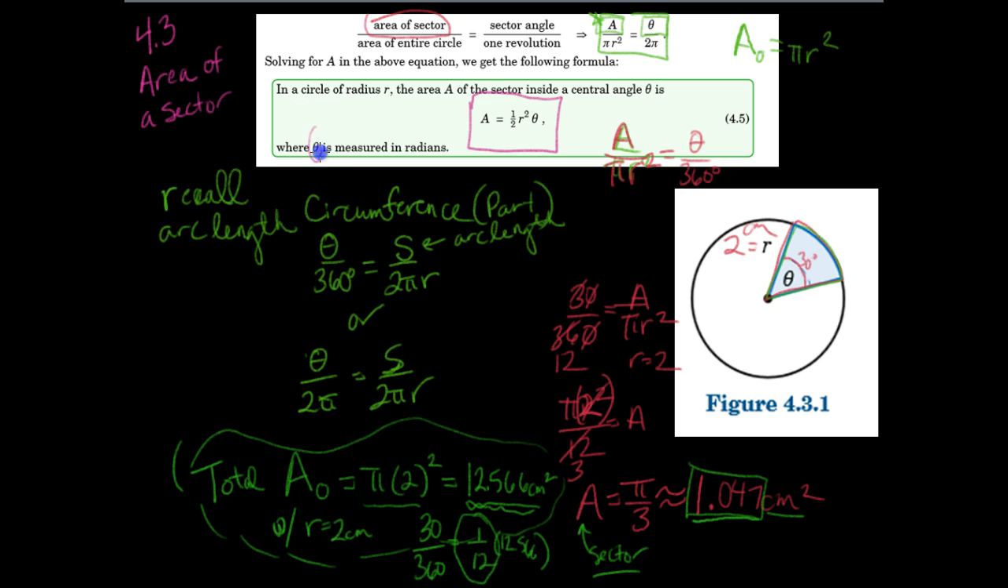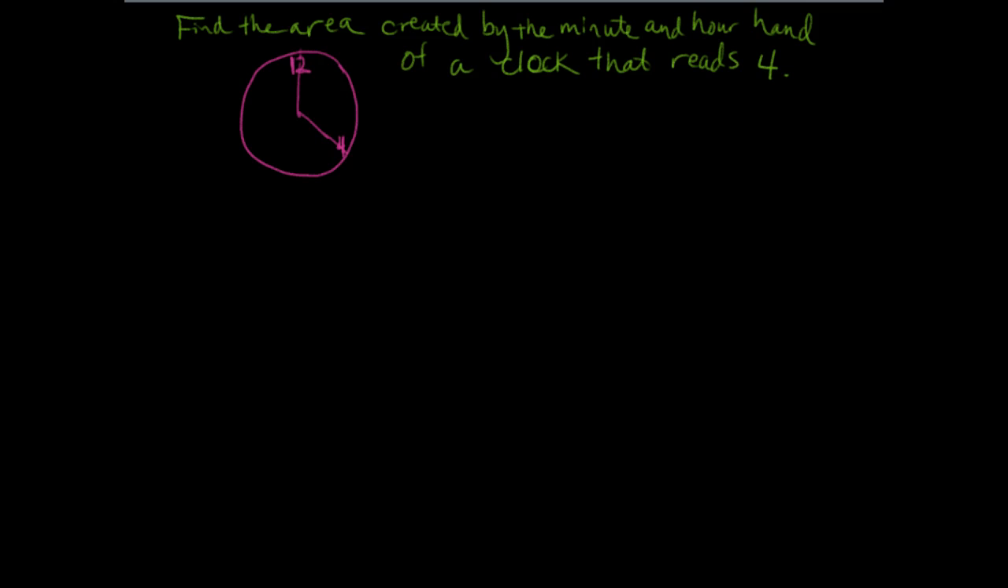Remember, once again, just like with arc length, that theta is measured in radians, okay? So if you choose to use formula 4.5, you have to convert your angle into radians, unless you use the technique I showed you right here, where we set it up as a proportion.